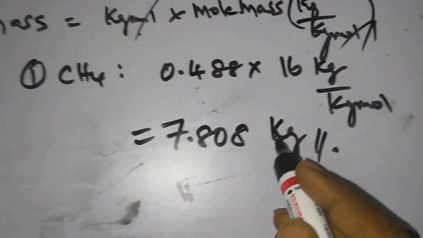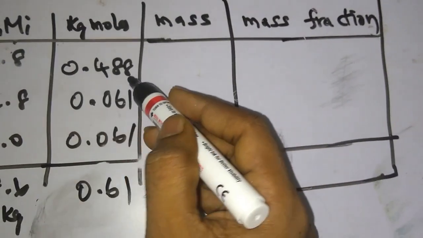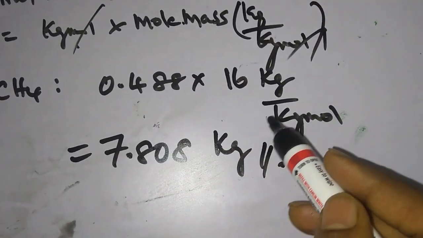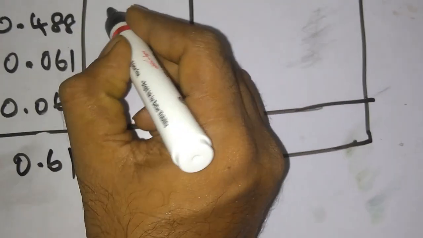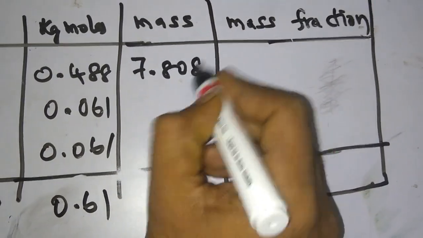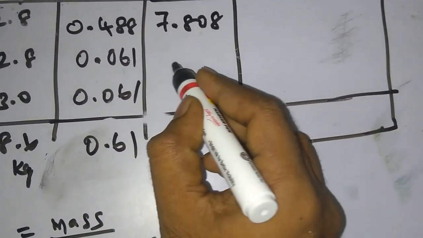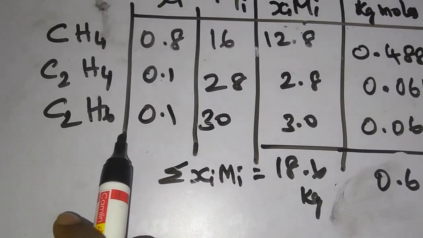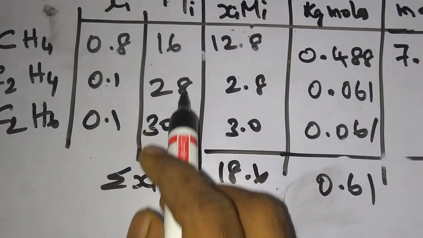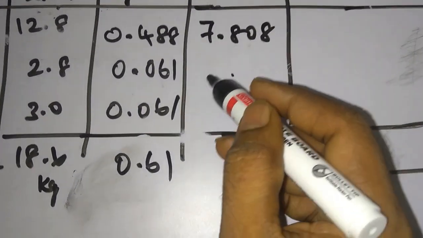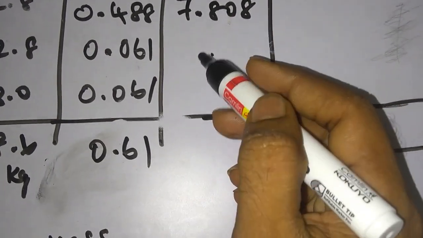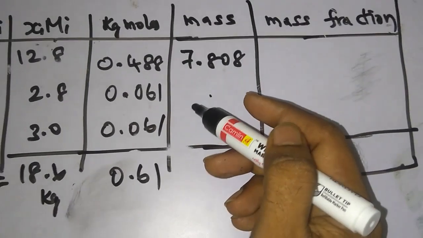Similarly, do the calculation for the remaining two. Okay, so we can fill the table. 0.488 kg moles is 0.488 multiplied by molecular weight 16 of CH4. We get 7.808. Similarly, complete the calculation for C2H4 and C2H6. Molecular weights are 28 and 30. So there will be slight change in the values because one molecular weight is 28 and another 30. So find the mass value and report it here.